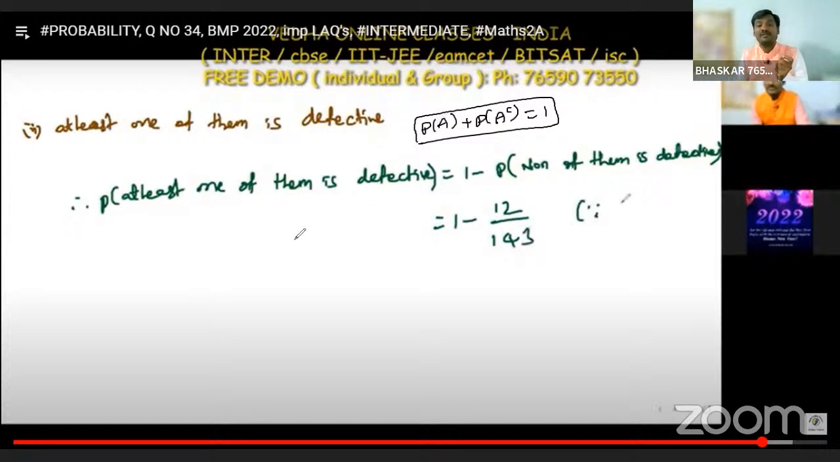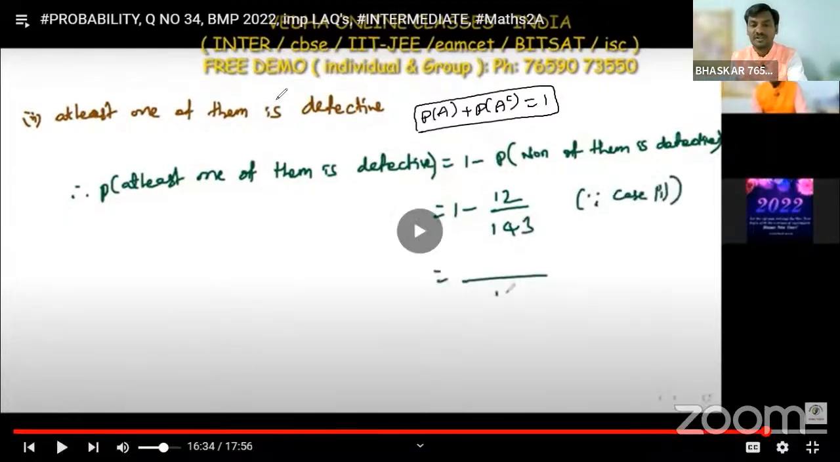So probability that at least one of them is defective is equal to 1 minus the probability that none of them is defective. If we subtract all non-defective, in the remaining we may get 1 defective bulb, or 2 defective, or 3 defective, or 4 defective. It may be 5 defective bulbs also. So we have to subtract the case of none defective. That means 1 minus 12 divided by 143.